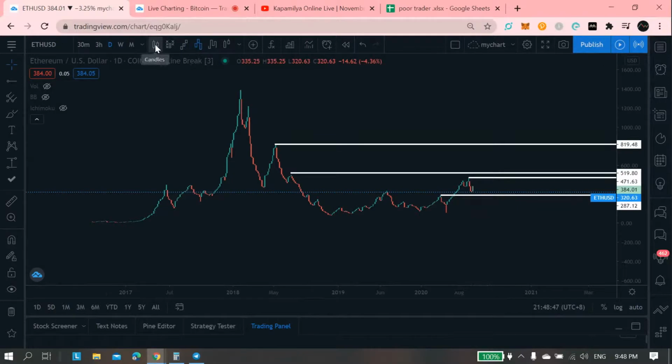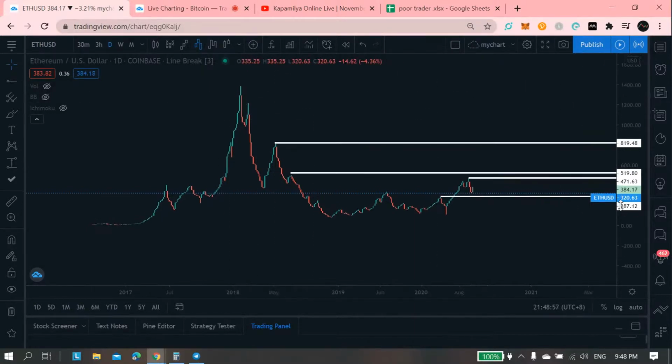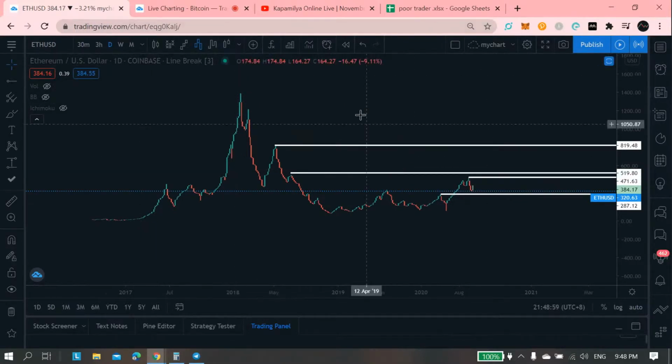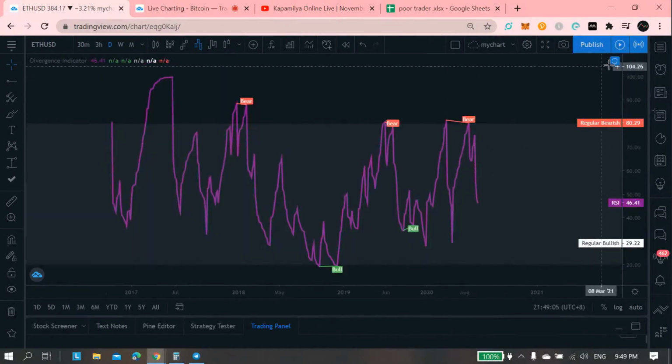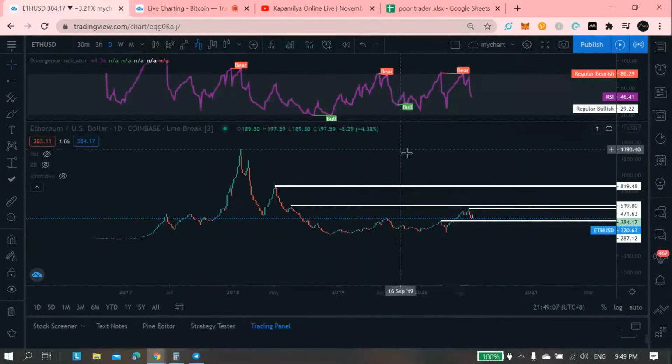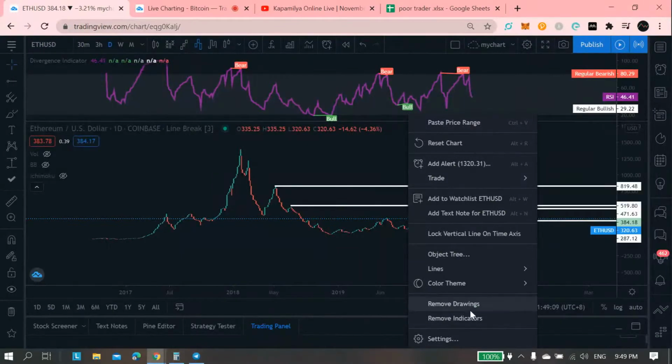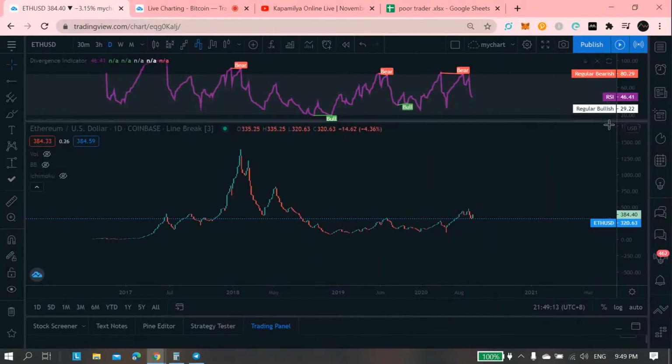Normally these are the charts I'm using: the candles, the point and figure, the Renko, line break, Kagi, and Heikin-Ashi. Normally I just trade using these charts. And if there's an indicator, I'll just add a divergence indicator and I'm good. And of course, always remember to manage risk.